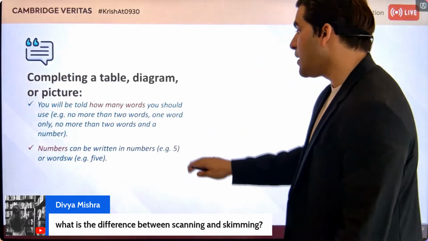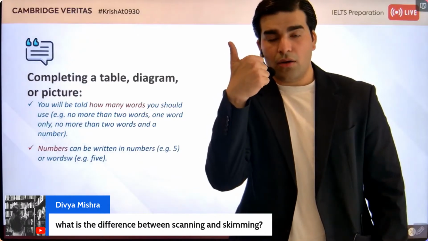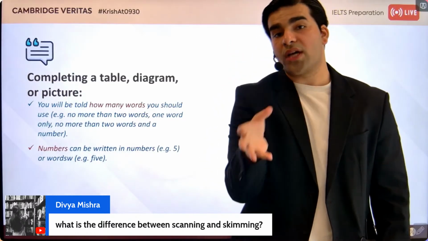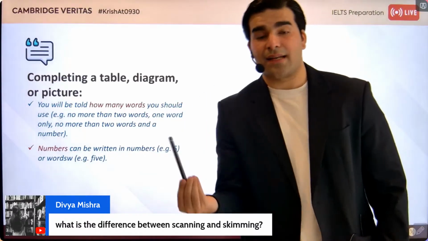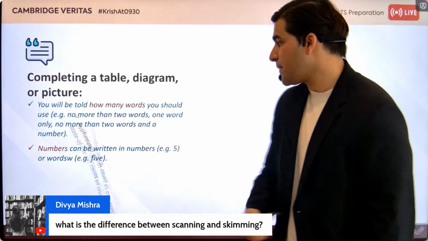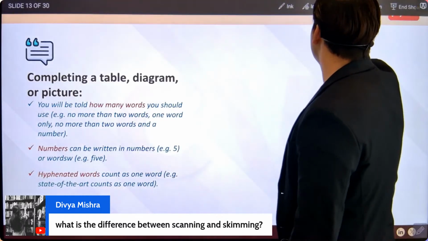Okay. Number 2, numbers can be written as a number or a word. Both are acceptable. Your mark will not be deducted if you write it as a number or as a word. Now, this is an extremely important piece of information.